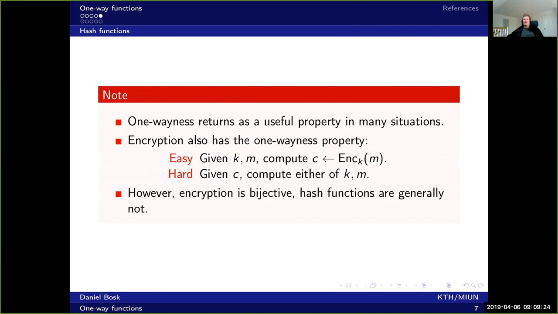Example applications of these hash functions are verifying file content integrity. We use them in digital signatures, and we also use them to protect passwords due to their properties. This one-wayness property turns out to be really useful in many situations. To some extent, encryption also has this one-wayness property, because given K and M, we compute the ciphertext, and that's really easy to do. But given C, it's really difficult to compute either K or M. While encryption is generally bijective, hash functions are generally not bijective. So that's commonly the difference between these two.